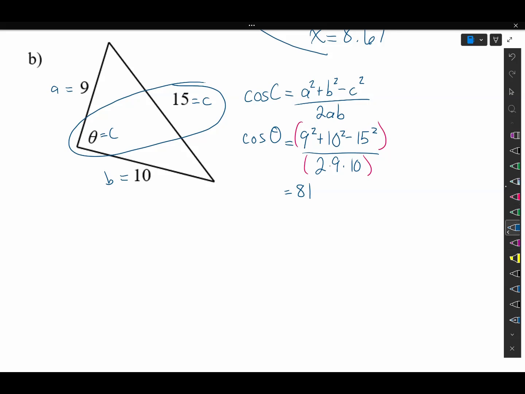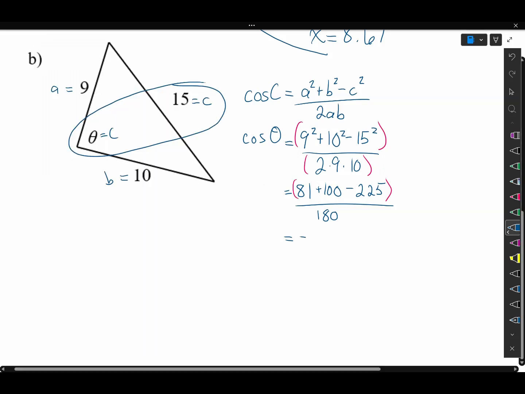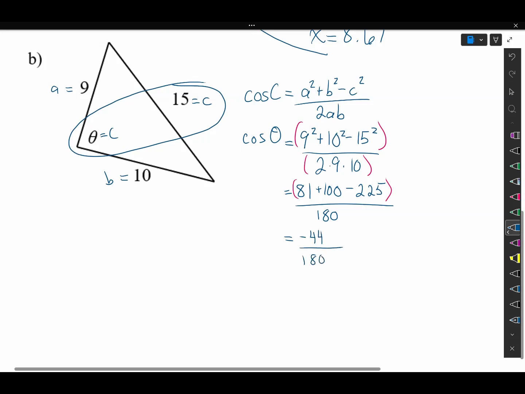Nice and easy. 10 squared is 100. 15 squared, 225. So I'm working with 81 plus 100 minus 225, all divided by 2 times 9 times 10. That is 180. Fantastic. From here, again, I need to respect my hidden brackets right here. I will need to evaluate my numerator before handling anything else. That's 181 minus 225. Negative 44. Okay, now when I'm working with cosine law, I can very well be working with negative values. That's just quite all right.